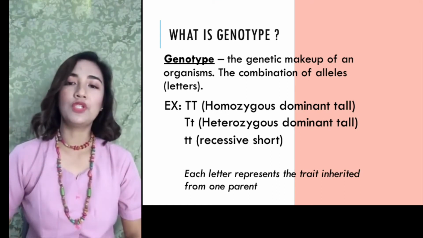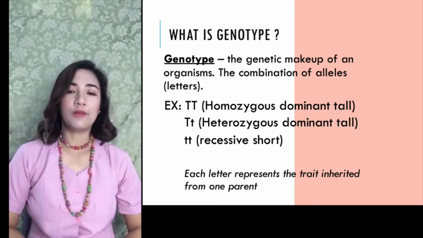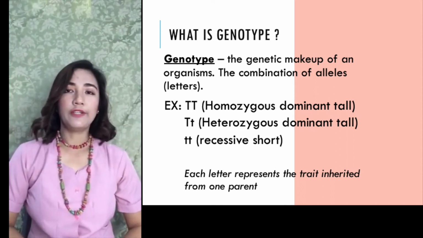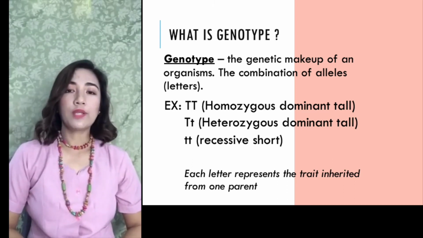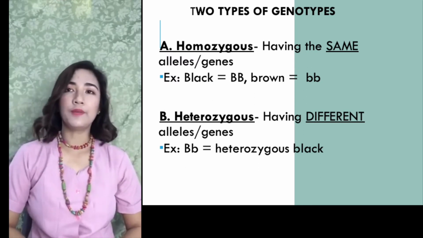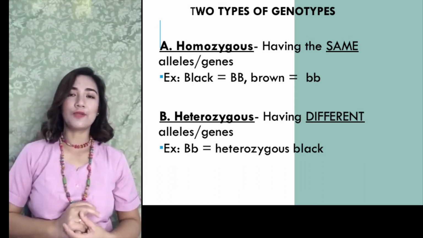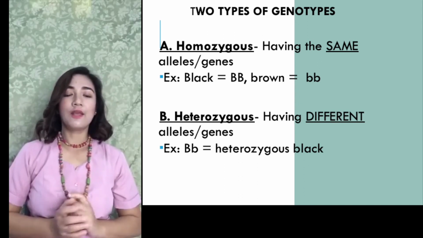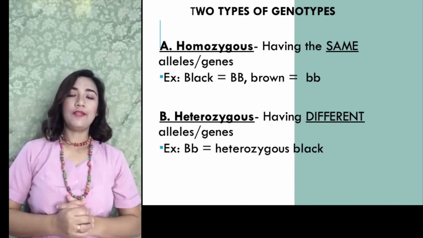Next, we proceed to genotype. What is a genotype? It is the genetic makeup of an organism, the combination of alleles. So you consider the examples. Those are the alleles. Okay? And alleles always come in pairs. There are two types of genotypes. Homozygous, having the same alleles, and heterozygous, having different alleles. As you could see in the example, they differ. One is a capital letter and the other is a small letter. So that is heterozygous. While homozygous is having the same alleles.